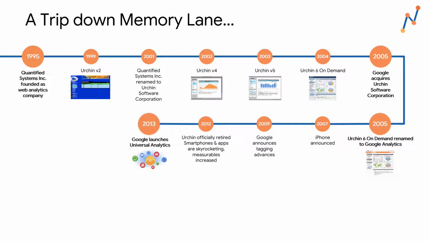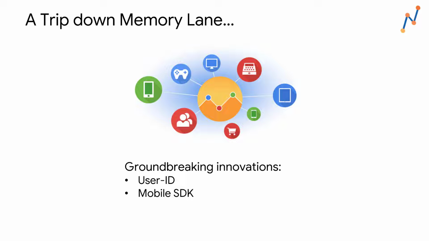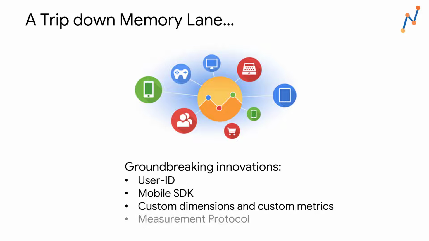And this made Google release Universal Analytics in 2013, introducing groundbreaking innovations including User ID for collecting data from users across devices, Mobile SDK for data collection in mobile apps, custom dimensions and custom metrics for additional storage of data that is not already collected by Google Analytics, and last but not least, the Measurement Protocol to transfer data to Google Analytics that is not collected via websites or apps.